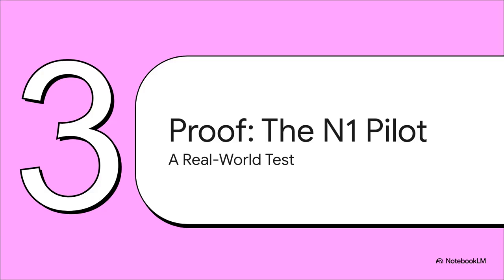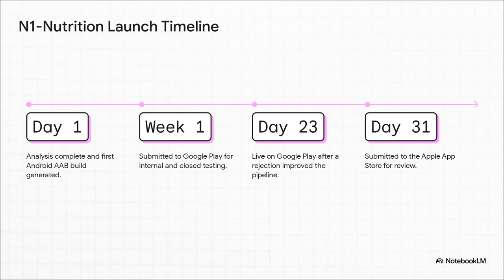Okay, a systematic pipeline that sounds great in theory, but come on, does it actually work in the real world? To find out, we're going to look at a real-world test case, the N1 Nutrition pilot. Check out this journey. N1 Nutrition is a real AI-powered nutrition app. On day one, the first Android build was already done. By the end of week 1, it was submitted. Now, it did get a rejection in week 3 for a mismatched icon, but here's the key. The fix wasn't just some one-off patch. It became a permanent, automated improvement to the entire pipeline. And just 23 days after starting, it was live on Google Play.